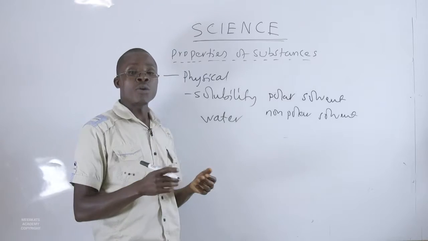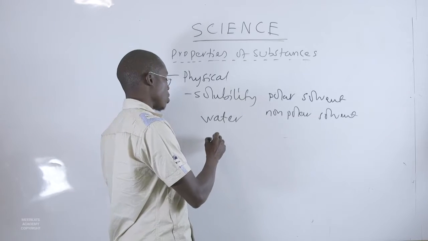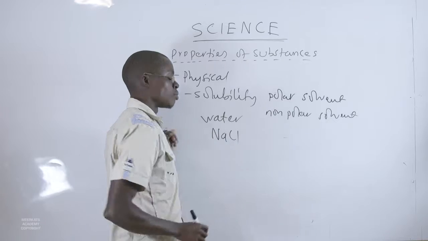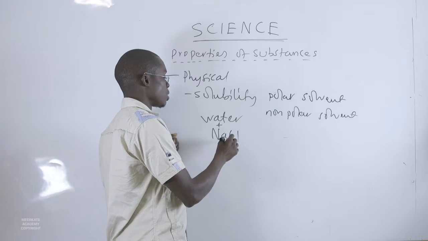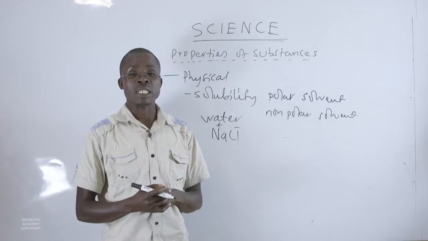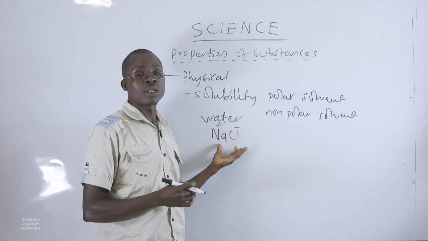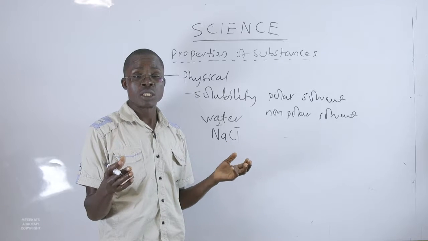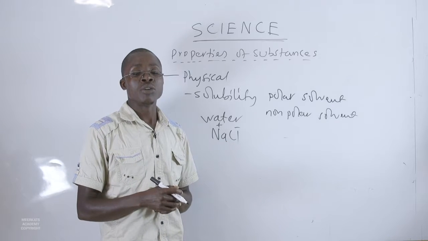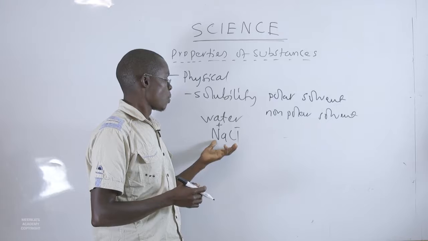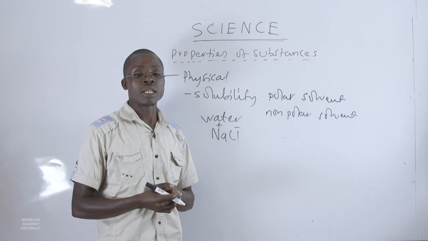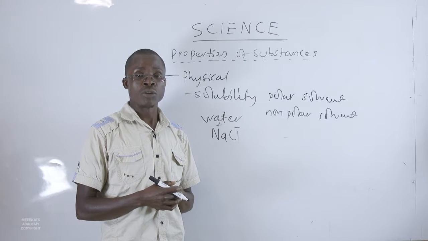Like for example, when you talk about your common table salt, we call it sodium chloride. Sodium is positive, chlorine is negative. So it is polarized, and that is why sodium chloride, the common table salt you normally use in flavoring your food, when put in water and stirred, will dissolve.